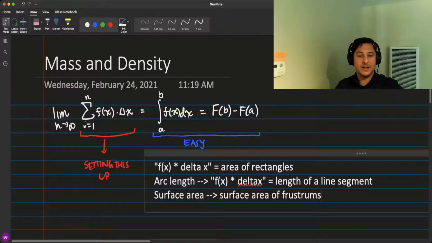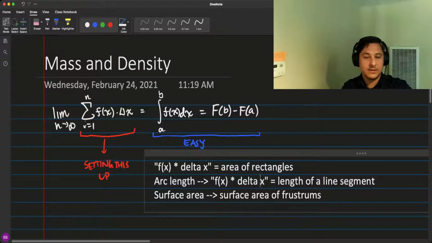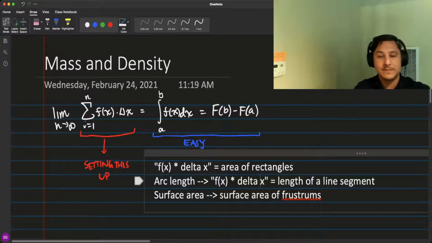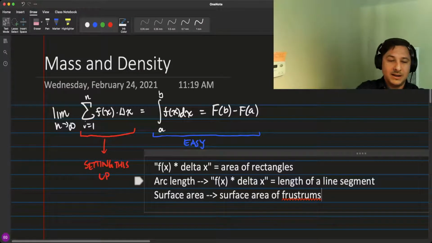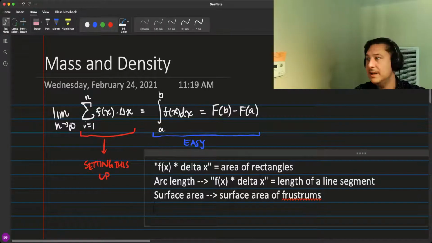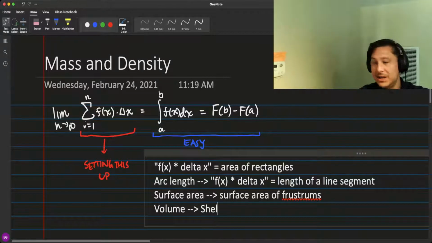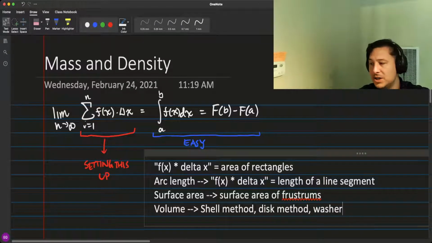Okay, what else have we used this method for? We've calculated arc length, surface area, there's at least one more. Yeah, volume. We've used this to figure out volumes, right? With the shell method, the disk method, the washer method.